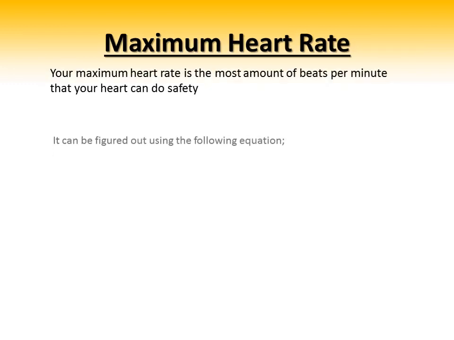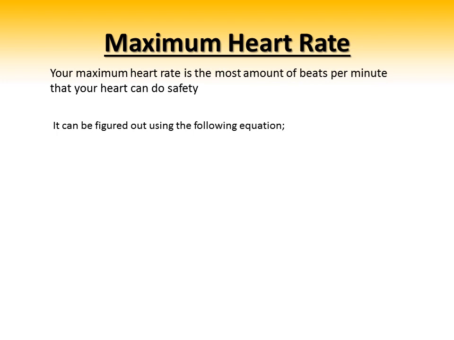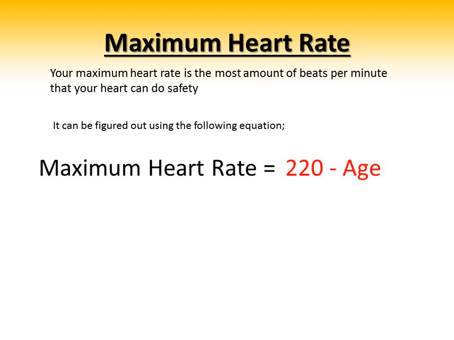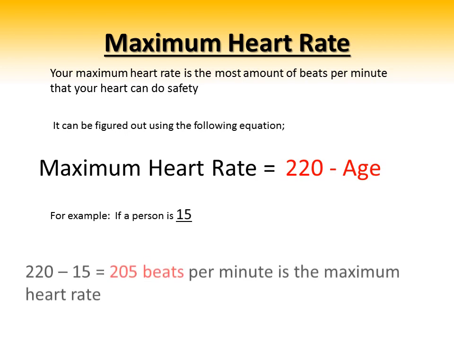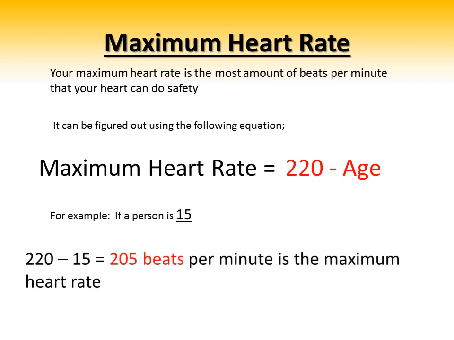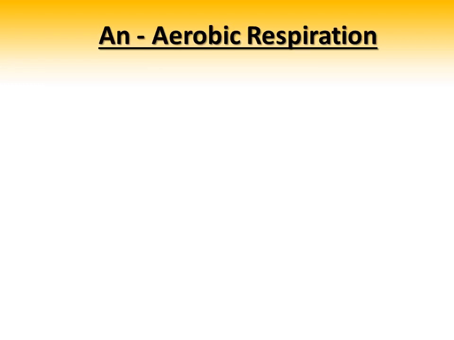So your maximum heart rate is the most amount of beats per minute that your heart can do safely. It's figured out with the following equation: maximum heart rate equals 220 minus your age. So for example, if a person is 15, it'd be 220 minus 15 equals 205 beats per minute. That's their maximum heart rate, because we figure it out by doing 220 minus age.